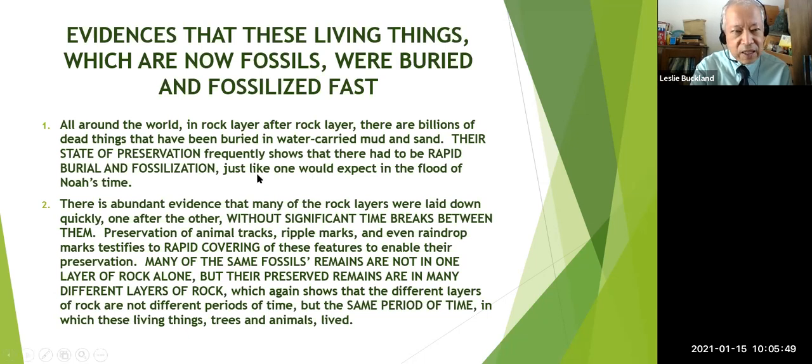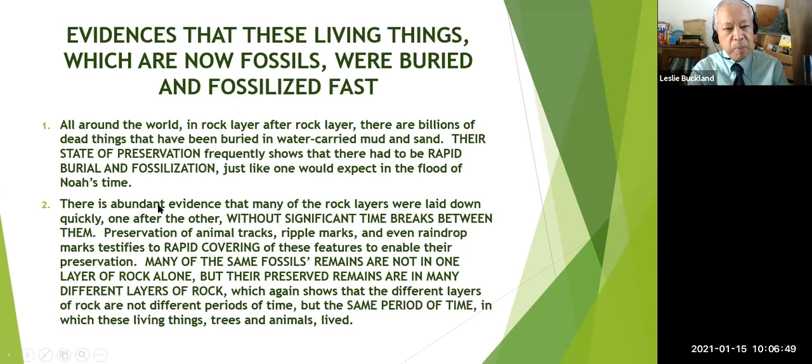But they're in such a great state of preservation, which frequently shows that there had to be rapid burial and fossilization, just like one would expect in the flood of Noah's time. So again, their state of preservation frequently shows that there had to be rapid burial and fossilization. Burial meaning that the great amount of water that was on the land drove a lot of stones and rocks and sand and mud over these drowned creatures and buried them quickly. And fossilization, the process of turning into rock, was rapid.